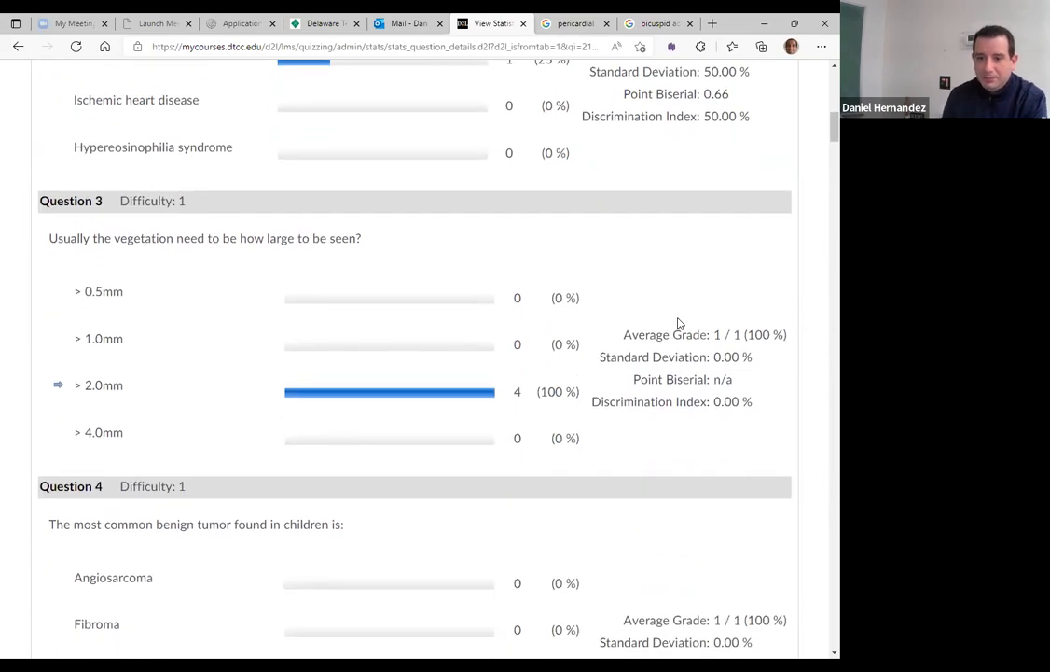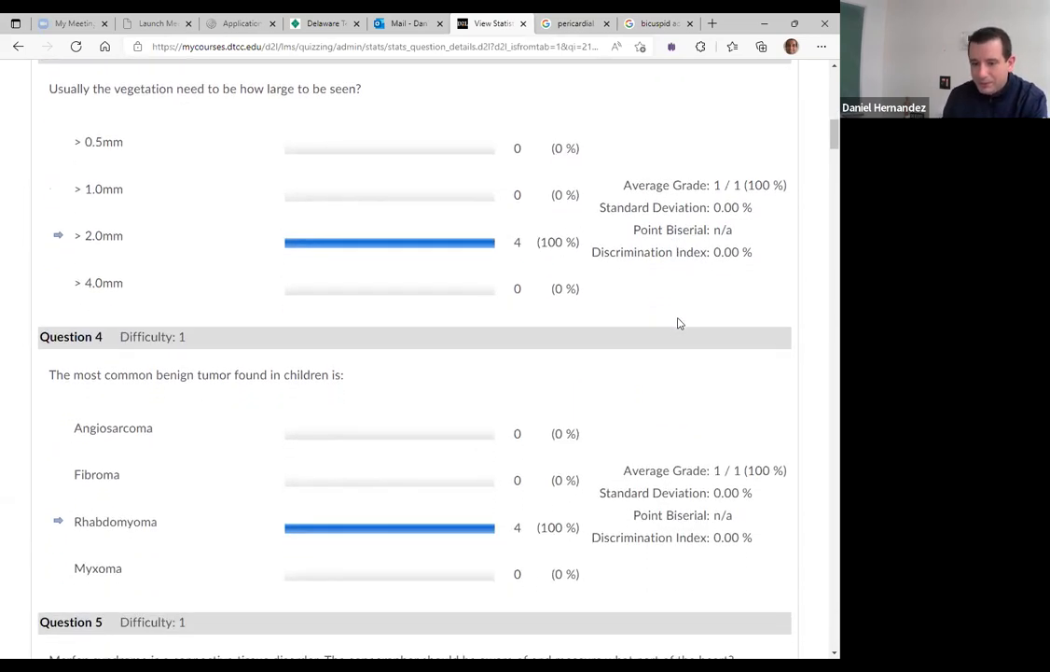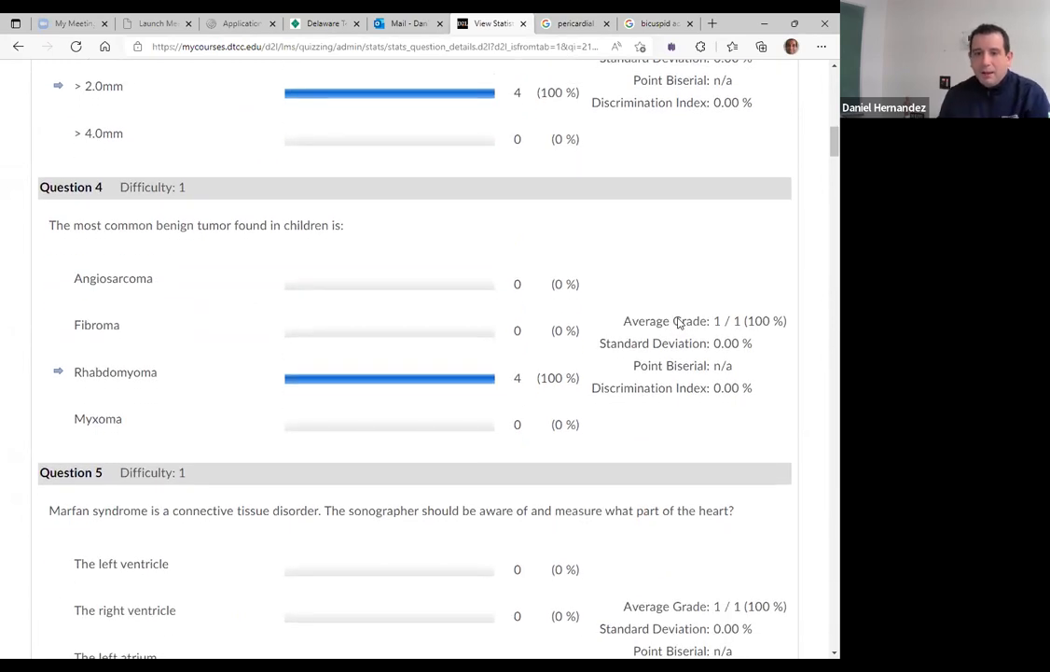Vegetations need to be how large to be seen? Greater than 2 millimeters. Good. Most common benign tumor found in children. That's going to be our rhabdomyoma.